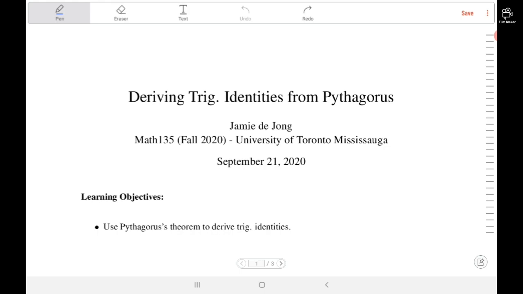Now, the goal is to derive some trig identities using Pythagoras' theorem, and if you're anything like me, remembering that sine squared plus cos squared equals 1 is easy, and remembering a lot of the other trig identities is quite difficult because we don't use them as much. So we know what to do if we see sine squared or cos squared. We know we can rewrite one in terms of the other, if that's a useful thing to do. But what happens if we have the square of a different trig function?